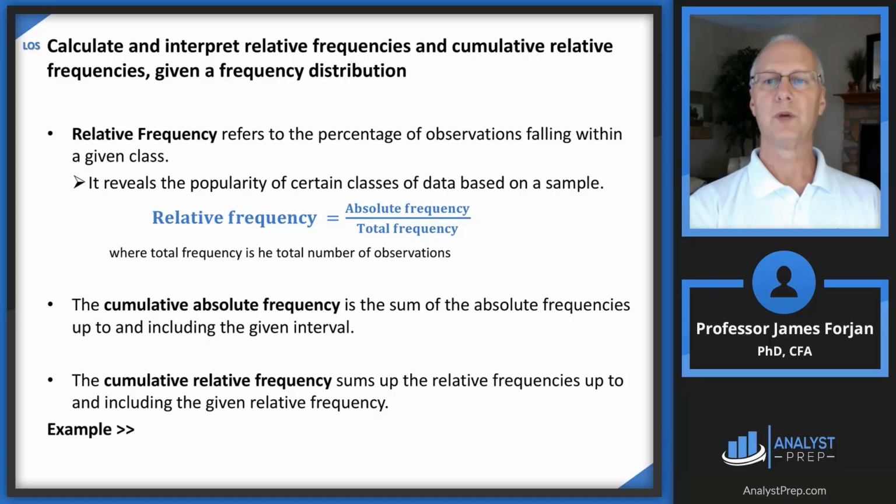Let's distinguish between relative and cumulative relative frequencies. Let me give you just a quick definition here, and then I'll show you an example in the next slide, and it'll make it obvious. Relative frequency is simply the percentage of observations falling within the class. It's kind of like an interpretation of popularity of certain classes. Cumulative absolute frequency is just the sum of those frequencies.